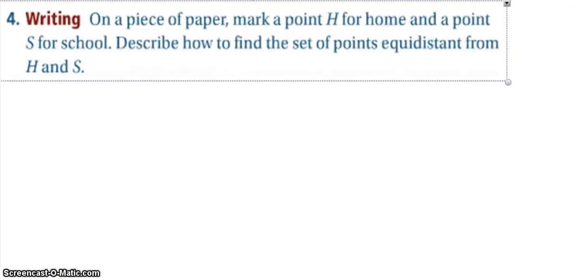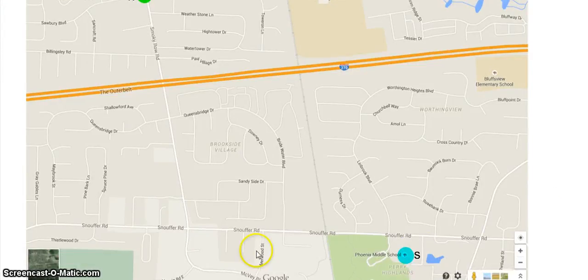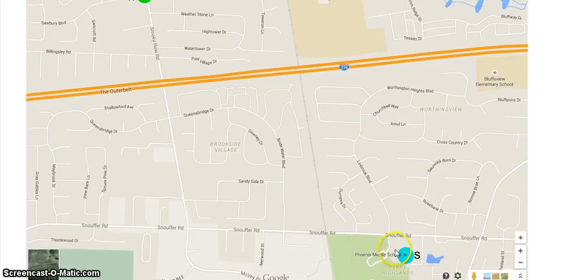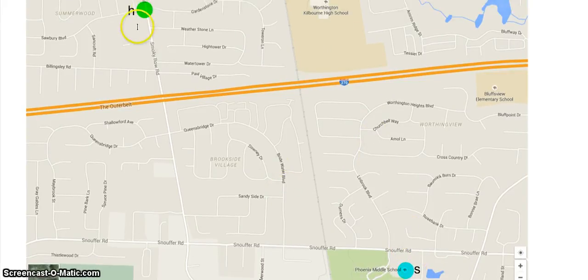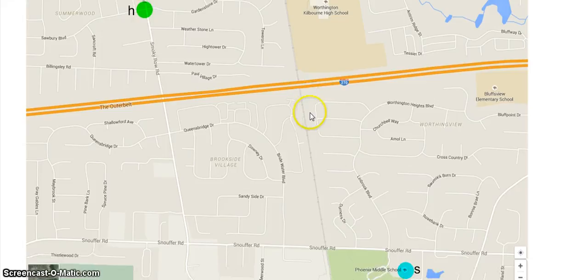So on your notes, draw this out really quick. If you have a point H for home and a point S for school, how could you figure out all the points that are directly between them? Alright, I took this one step further and I went ahead and grabbed a screenshot of the map of our Worthington area. So here we go, there's Phoenix. You could do it from Kilbourne or wherever, but I'm going to make Phoenix my point S. And then for the sake of our problem right here, I'm just going to say that my home is right here, which it's not. I do not live on that intersection. Near there, but not quite.